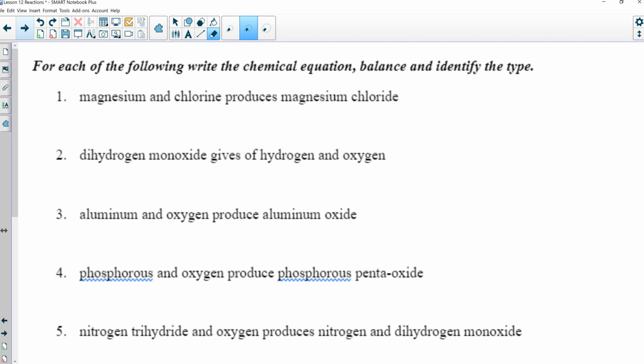Now, these ones are not super tough. In fact, they're probably easier than the ones we did yesterday, but they are word to formula. So I still want the type, I still want the formula reaction, and I want it balanced, please.